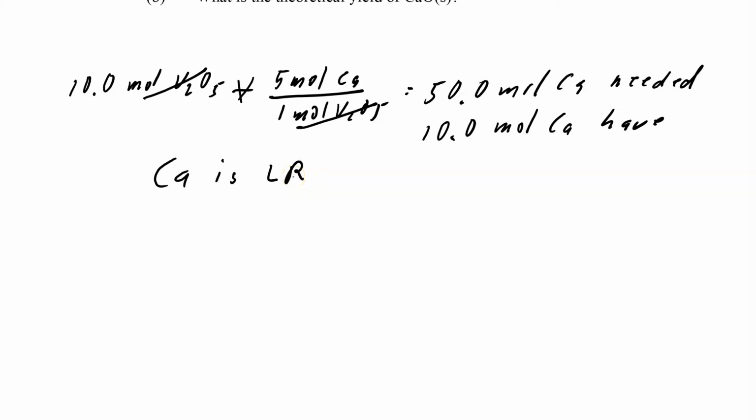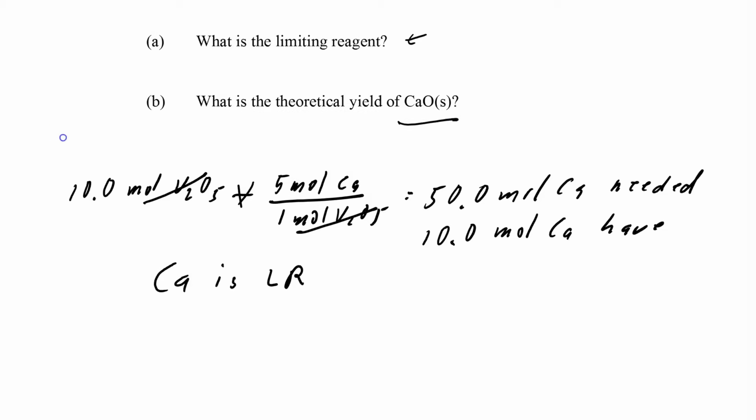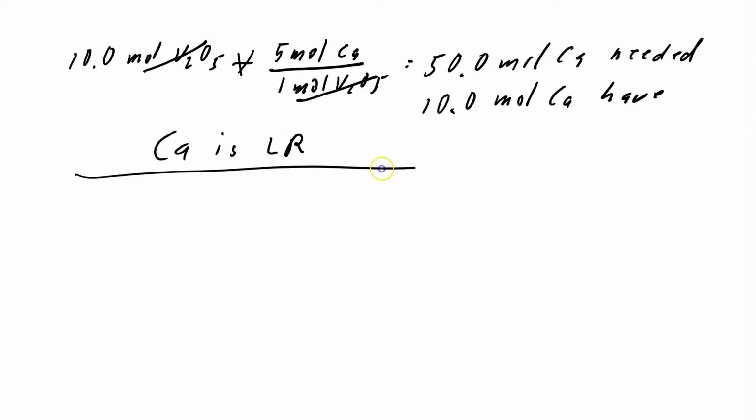So that being the case, now we can answer part B, what is the theoretical yield of calcium oxide? And that is going to now be based on the fact that calcium is our limiting reactant. And in this problem, they're not specifying if they want the answer in moles or grams. We'll do both. The calculation is a straightforward stoichiometric calculation. Let's first start by writing the equation. And let's draw a line to separate.